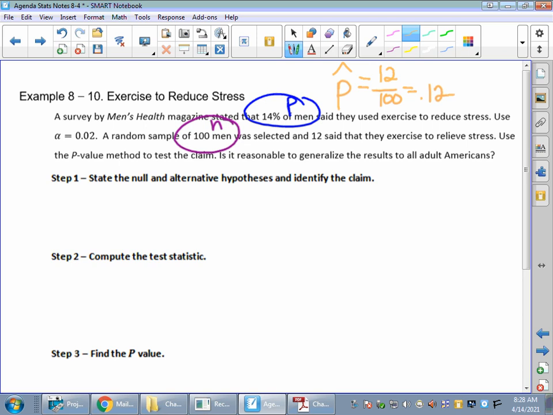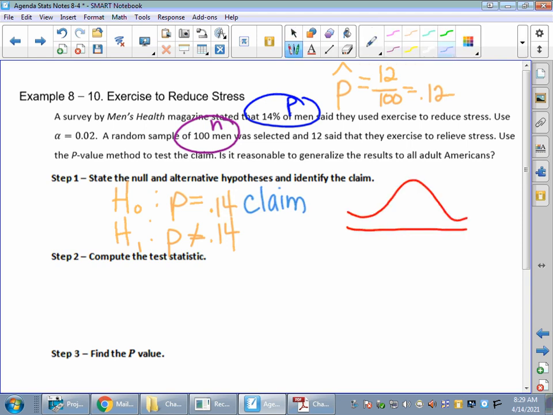So let's start by doing our hypotheses. Remember, it's not mu, it's p is equal to, well, our p is, they're saying 0.14. And so is this a right or a left-tailed test? It doesn't tell us if it's more or less, so we're just going to go with a two-tailed 0.14. What is our claim in this particular case? The survey states, nobody else is disputing that. So our claim is 14%. So again, for you visual people, here's our p equals 14%. We're wondering if a significant amount more or less than 14% exercise.